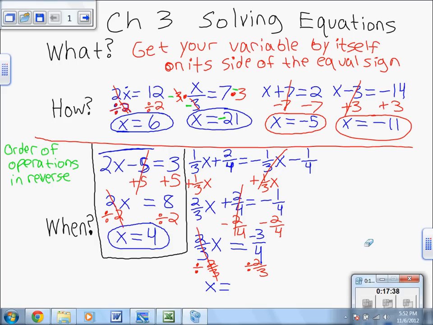The goal is the same though. We move it to the other side with division. Now here comes the detail. The detail is remembering what you learned in chapter 2, how to divide by fractions.